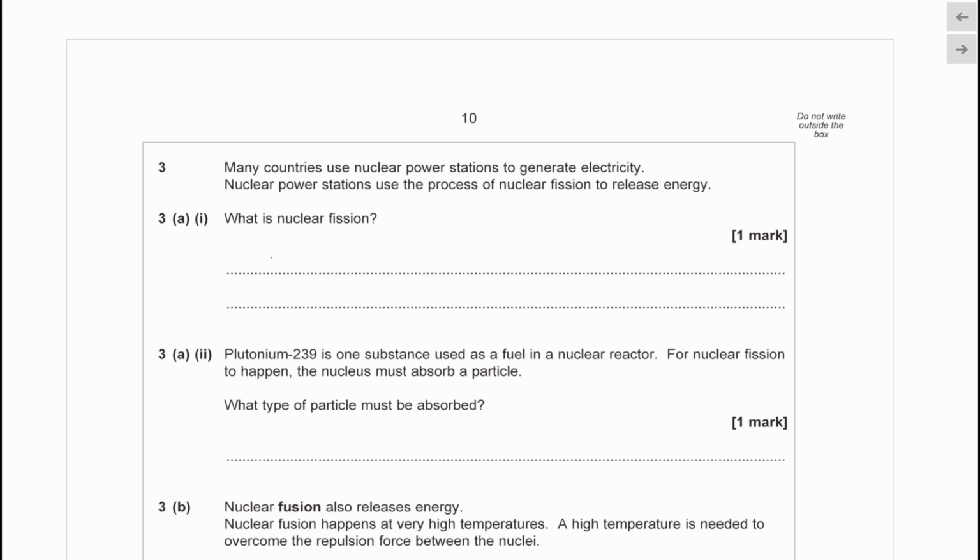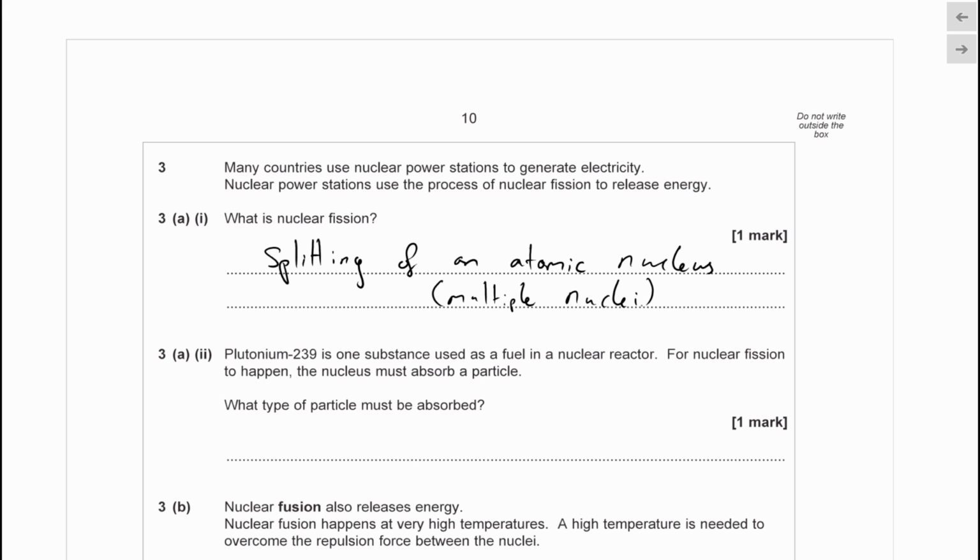So fission is the splitting of an atomic nucleus. Okay, and I'll put in brackets here multiple nuclei.